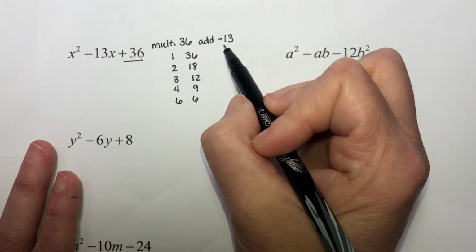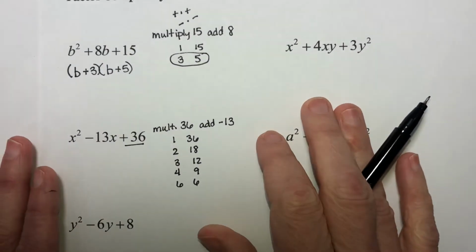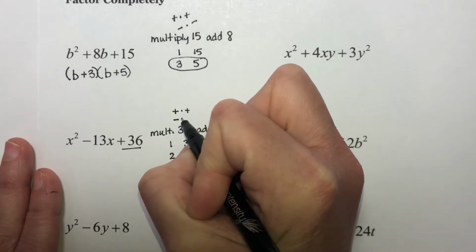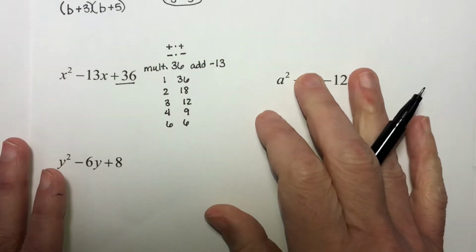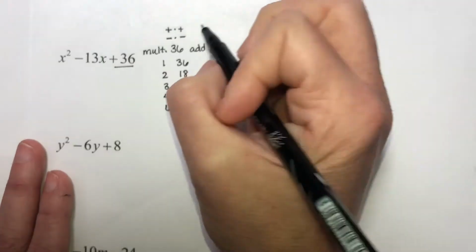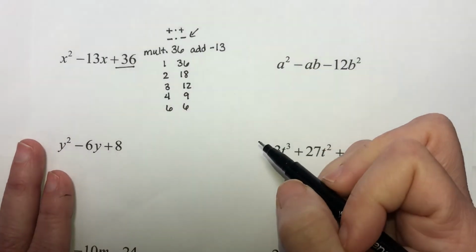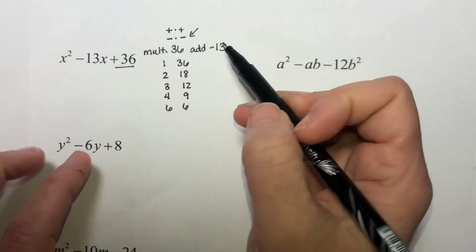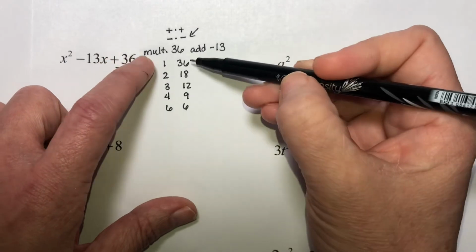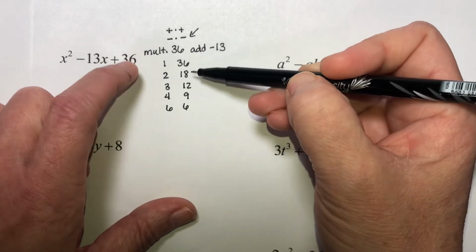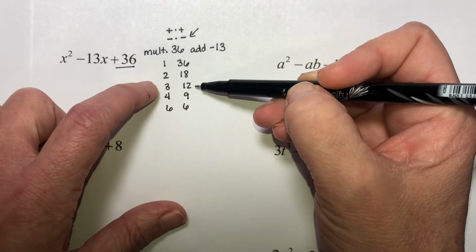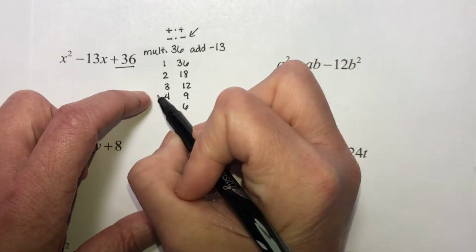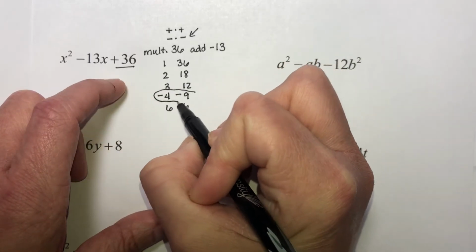Now I want them to add to a negative number. If you recall on the one before, I said if you're multiplying to a positive, you either have a positive times a positive or a negative times a negative. I want to add to a negative number this time. That means I need them both to be negative. Now look for these that, if they were both negative, could add to a positive 13. That would give me negative 37, negative 20, negative 15. 4 plus 9 is 13, and if I make both of these negative, I can work.